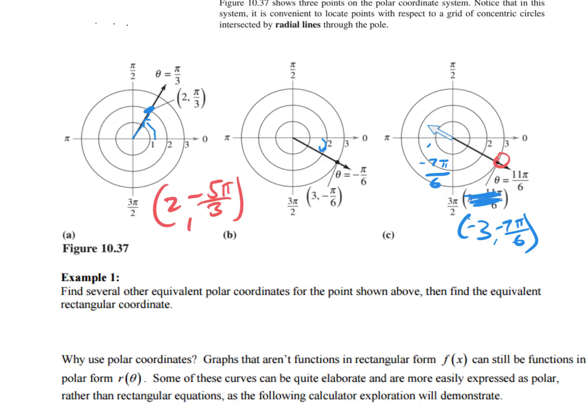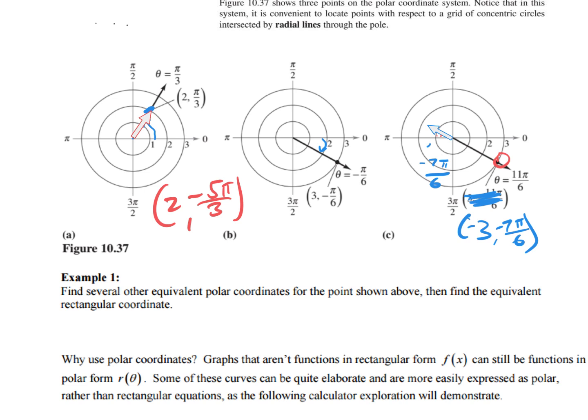That would be like going all the way around here and then out 2. So negative 5 pi over 3 takes us around this way, and then we travel out 2 and land on that point. So that would be the equivalent there. We could do the same thing here.